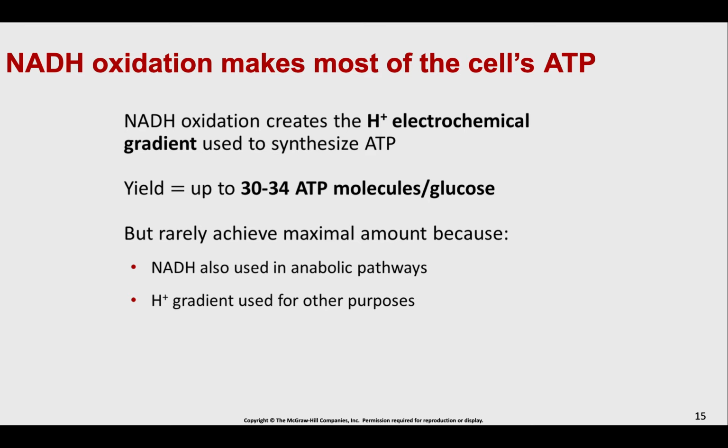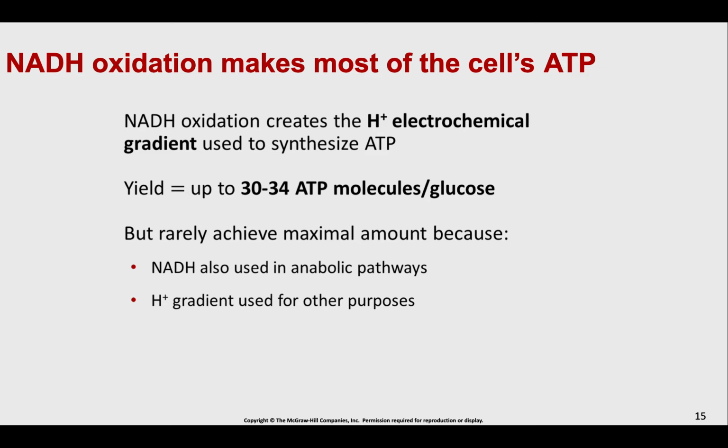And that can yield up to 30 to 34 ATP molecules per one molecule of glucose. So that one molecule of glucose has huge amounts of power, and then we can get up to 30 to 34 ATP. Now, this isn't an ideal situation.